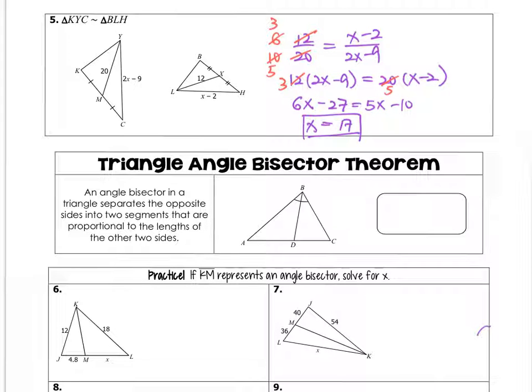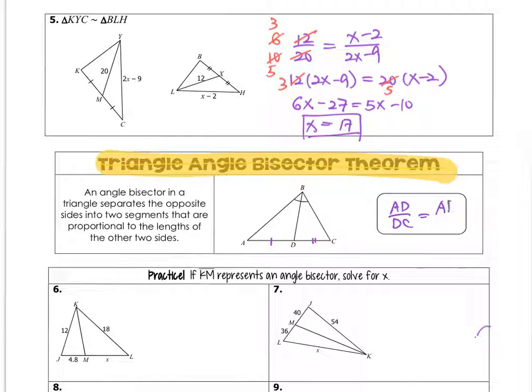So this leads us to a very important theorem called the triangle angle bisector theorem. What that states is that if I have a triangle and I've got an angle bisector that separates the opposite side into 2 segments, AD and DC, these 2 segments are proportional to the length of the other 2 sides. So meaning AD over DC should equal AB over BC. So let's look at how this is used.